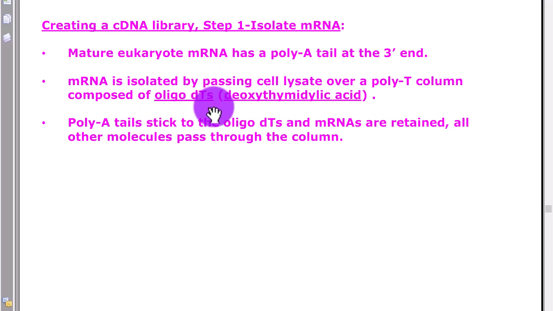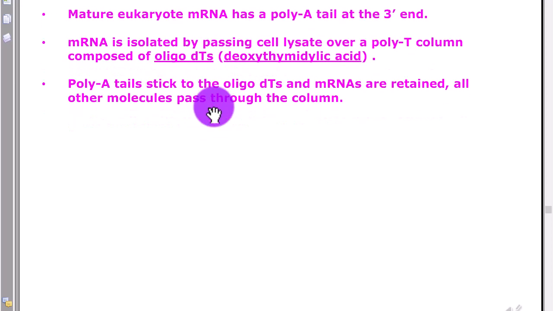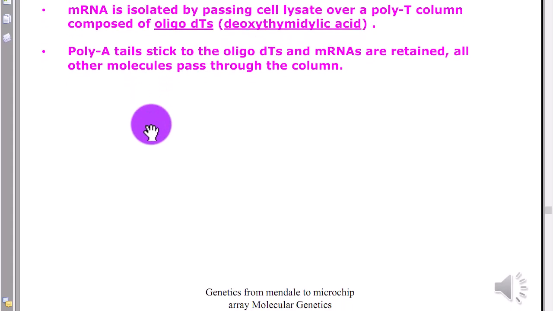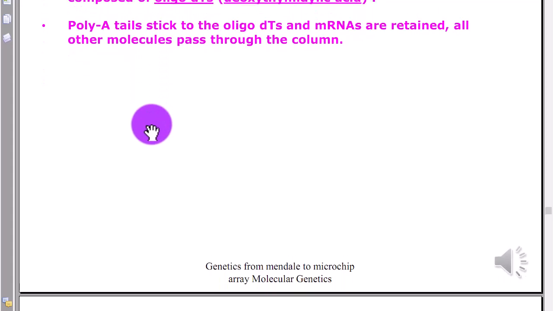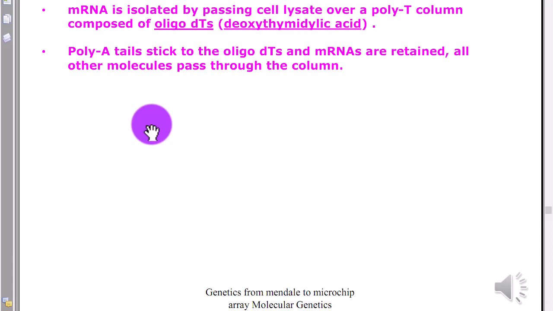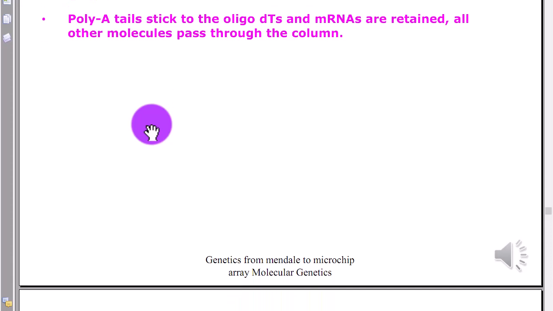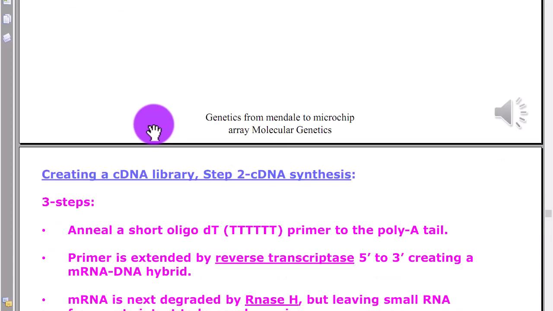Messenger RNA is isolated by passing cell lysate over a poly T column composed of oligo deoxythymidylic acid. The poly A tails stick to the oligo dTs and messenger RNAs are retained. All other molecules pass through the column.